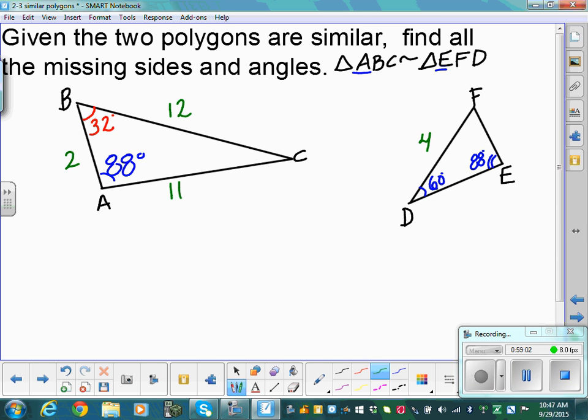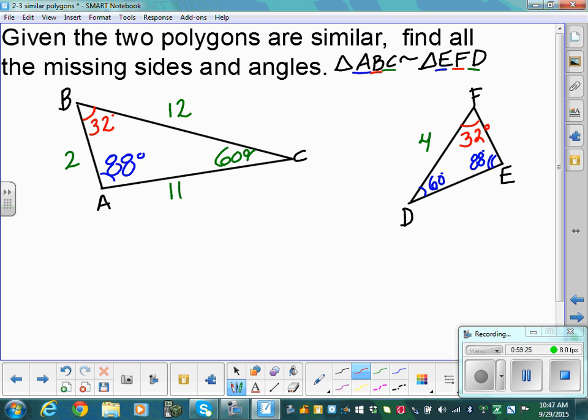Angle C is missing. We need to find it. Well, angle C goes with what angle? D. So what's angle C? 60 degrees. Now, once again, we have all our angles on this one. We need an angle on this. Okay, so we're missing angle F. What is F the same as? B. 32. Very good. Questions on that?